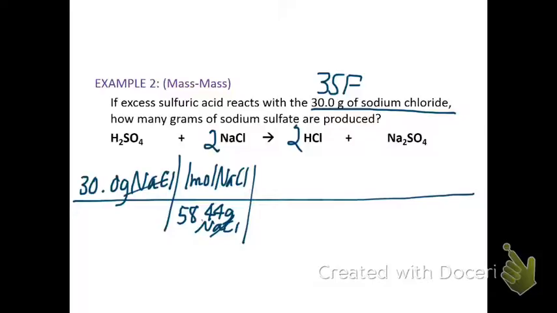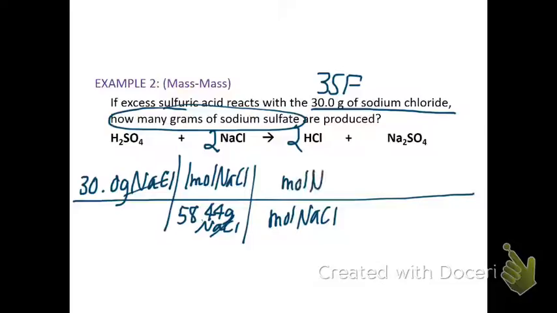Okay? Now I have converted to moles, so now I can use my mole ratio from the balanced equation. So I say moles of sodium chloride on the bottom, and I'm looking for how many grams of sodium sulfate. So I will put moles of sodium sulfate on the top. Wait, why isn't it 2 moles of sodium? I haven't gotten there yet.